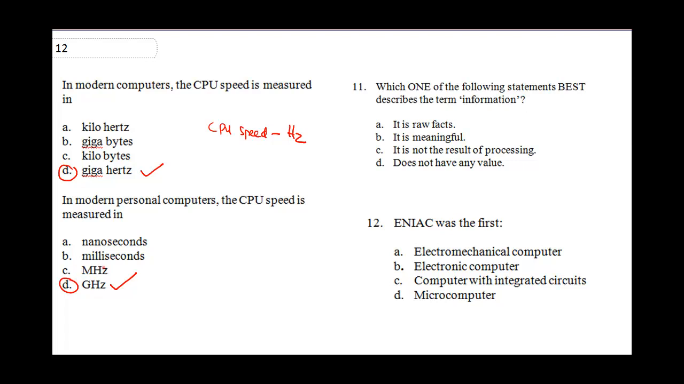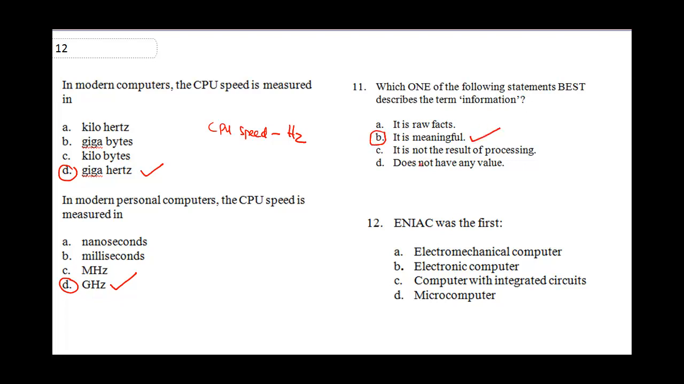Now question 11 says, which one of the following statements best describes the term information? Now this is a very smart question. It says best describe. So the statement could be true, but not best describe it. A says it is raw fact. Is information raw facts? Yes, but not only raw facts. Information can also be processed facts. So A does not suit our answer. Yes, information is always meaningful. So I think already our correct answer is B.